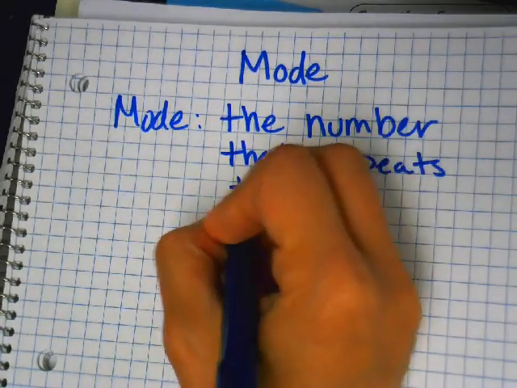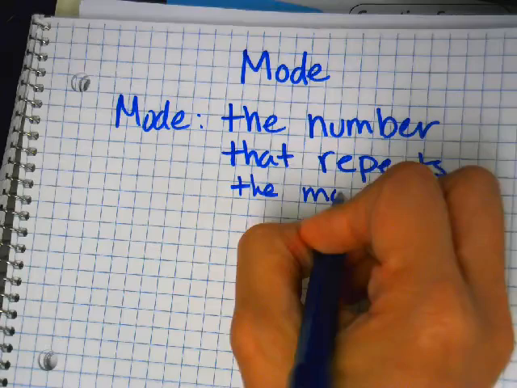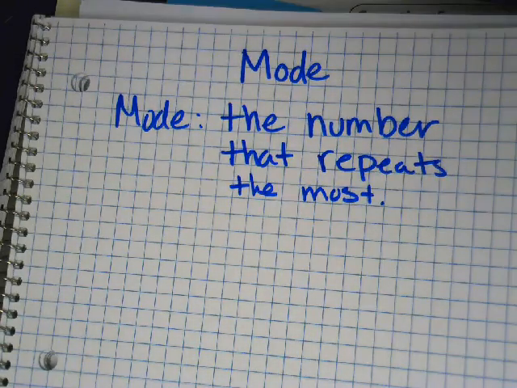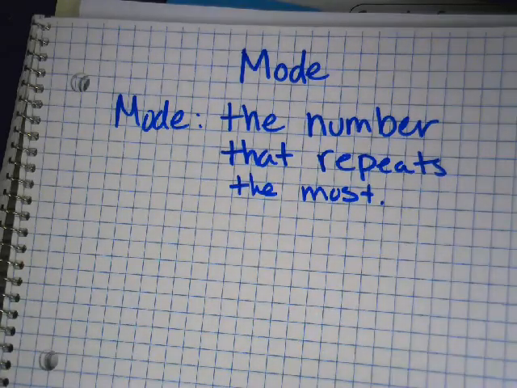Mode is the number that repeats the most. Okay? Mode is the number that repeats the most.